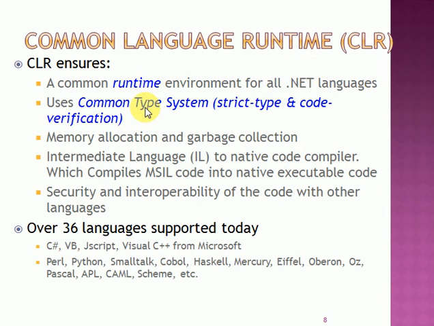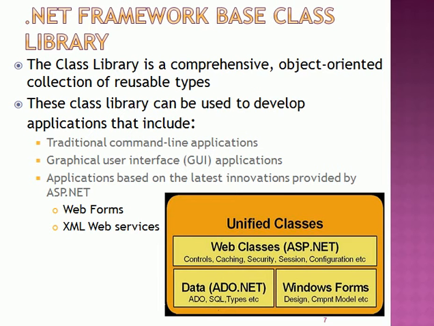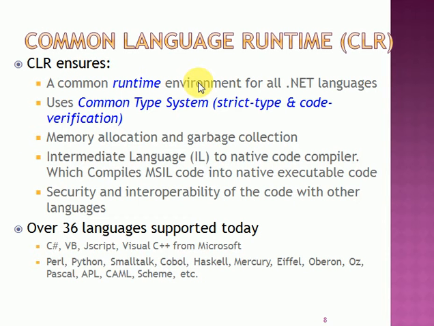CLR ensures a common runtime environment for all .NET languages. It uses common type system, strict type and code verification, memory allocation and garbage collection, intermediate language IL to native code compiler, which compiles MSIL code into native executable code, and security and interoperability of code with other languages.